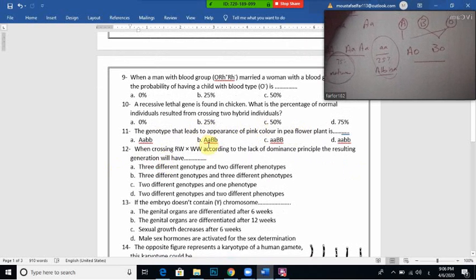The first pair contains one dominant gene. The second pair also contains one dominant gene. So for number 11, the pink color in bee flower plant is capital A small a, capital B small b.